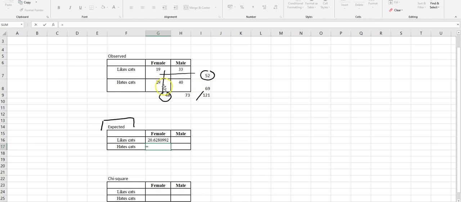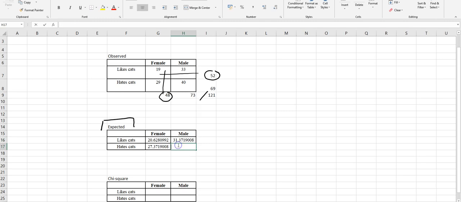So we do 69 times 48 divided by the grand total gives us 27.37. Now for the males, what we do here is we take 52 multiplied by 73. 52 times 73 divided by the grand total. And also this cell here, so that would be 69 times 73 divided by 121 gives us 41.6. So these would be the expected numbers.